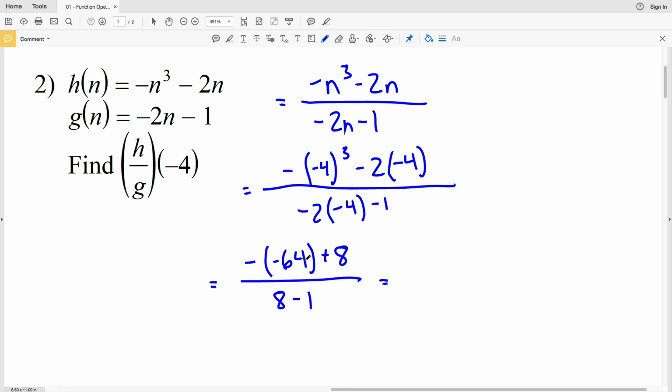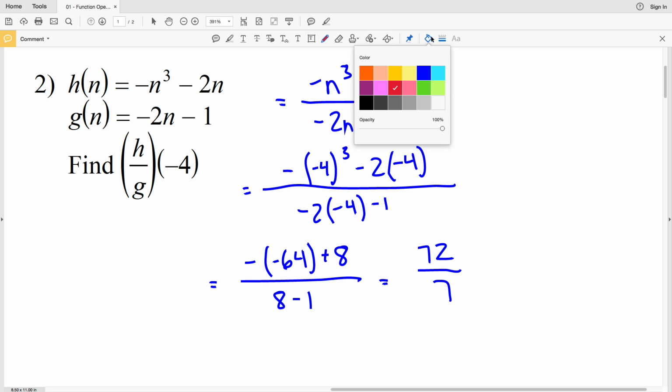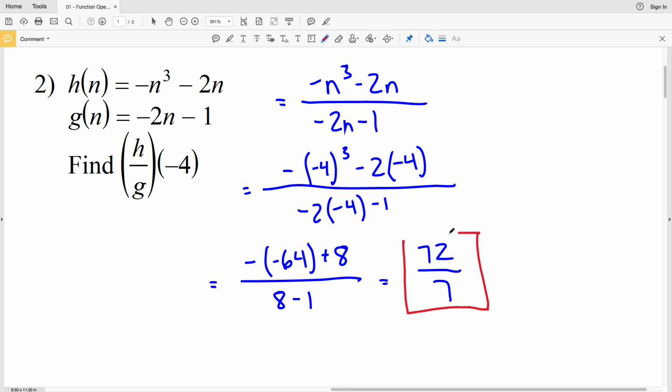So the opposite of negative 64 is positive 64, and 64 plus 8 equals 72, and that's going to be all over 8 minus 1, which is 7. So 72 over 7, or 72 divided by 7, is our solution in number 2.